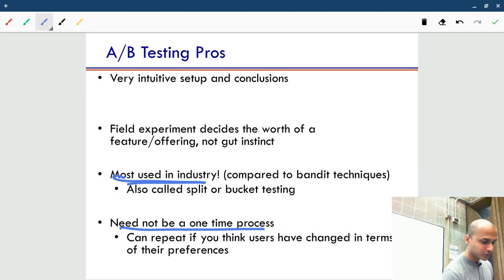And it need not be a one-time process. Every time you have a split, two roads to take, and you're not sure which road to take, you can run an A/B test. As long as you do it in a statistically valid way, this is a good procedure, because it's essentially a field experiment, right? You're literally testing it on the audience where the money is. You test it on a portion of the audience, hopefully you figure out which one is good, and then you deploy it for your full audience.